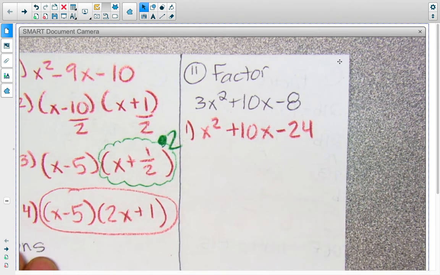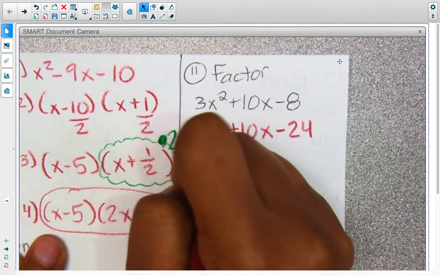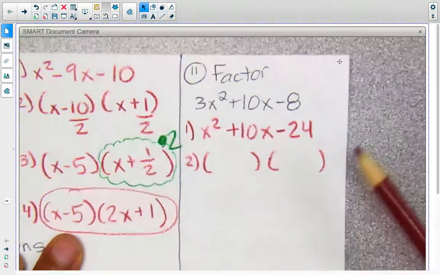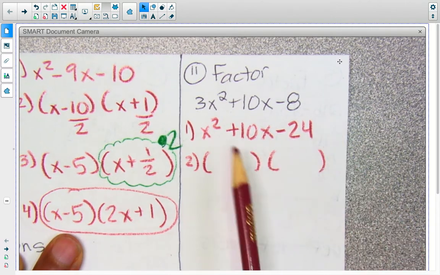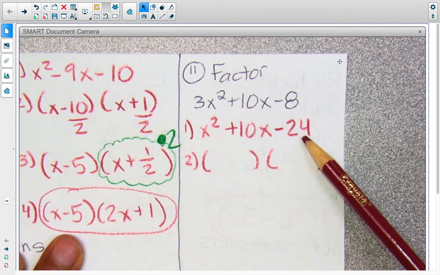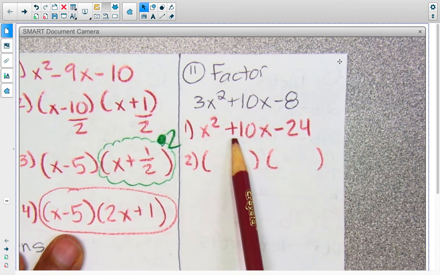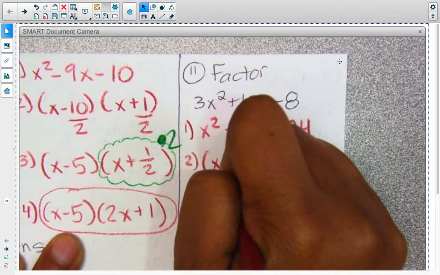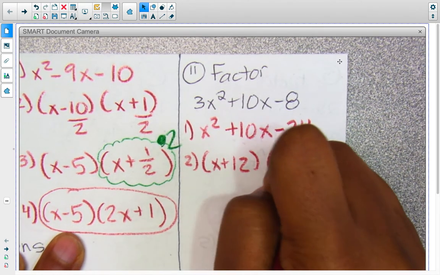Step 2 says factor like normal. We're looking for two numbers that multiply to give me negative 24 and add to give positive 10. Those numbers are 12 and negative 2.